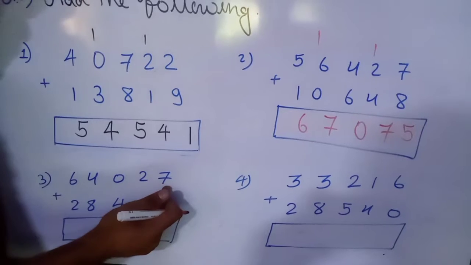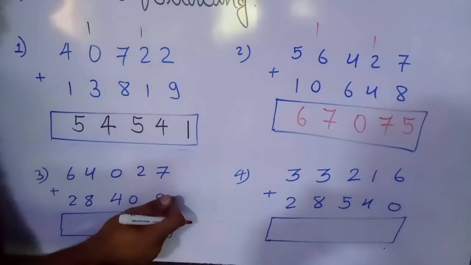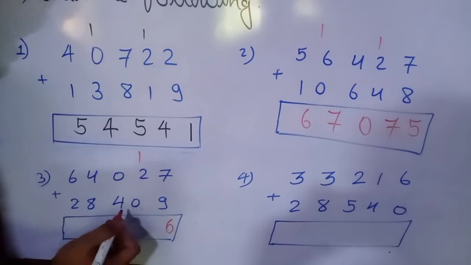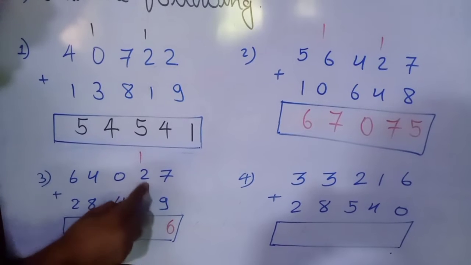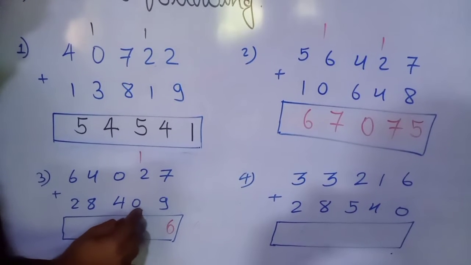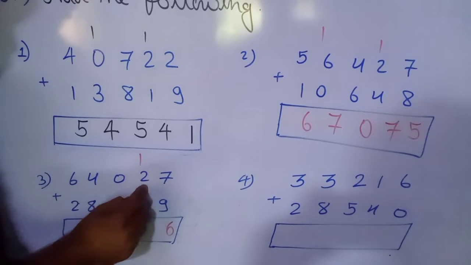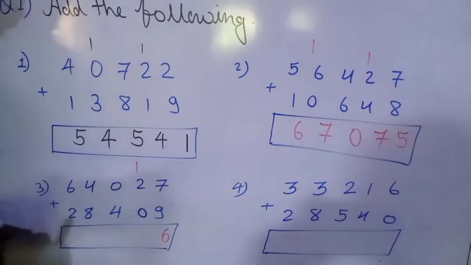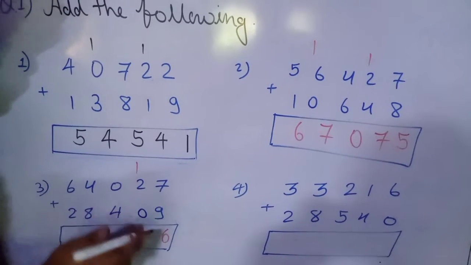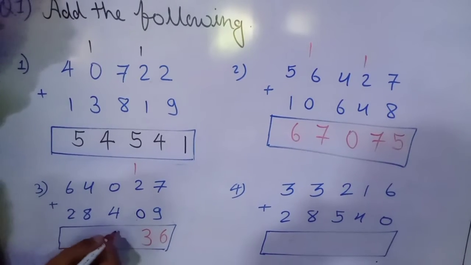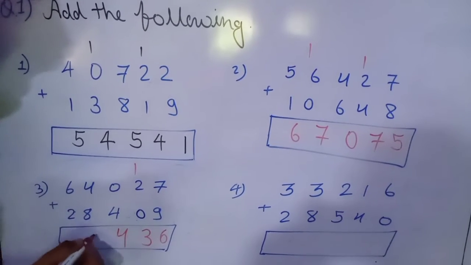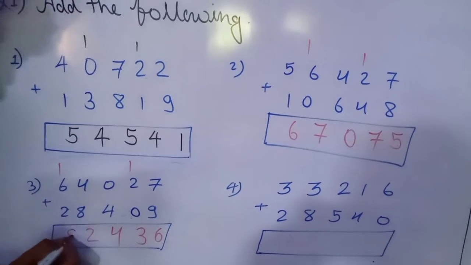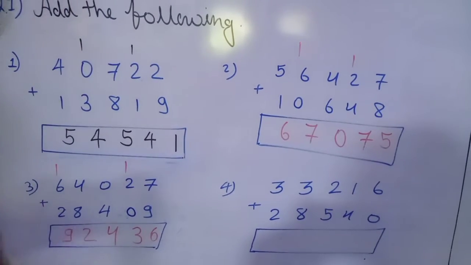See the third one. 7 plus 9. These two are at the unit place. We are going to add this. 7 plus 9 is 16. 6 here, 1 carry. Now you can see 0 is here and 2 is here, but this 0 is at the tens place and this 2 is at the tens place. So we are going to do the addition of these 2. So 1 plus 2 is 3, plus 0 is 3. 0 plus 4 is 4. 4 plus 8 is 12, 1 carry. 1 plus 6 is 7. 7 plus 2 is 9. This way we have to do.